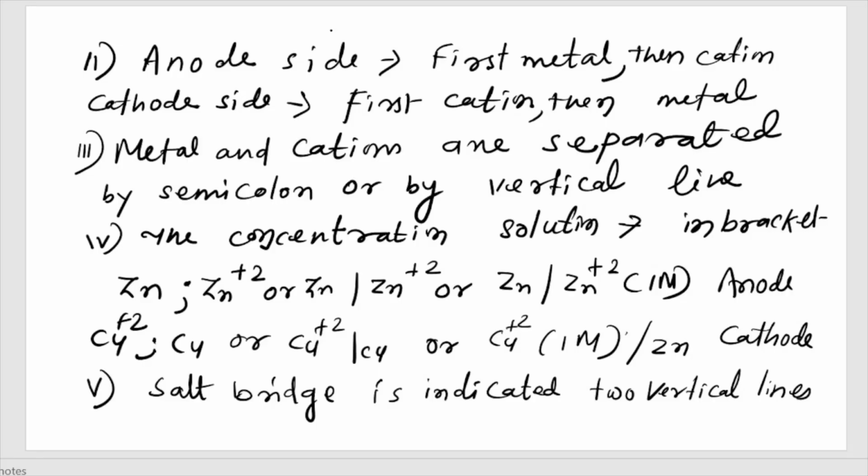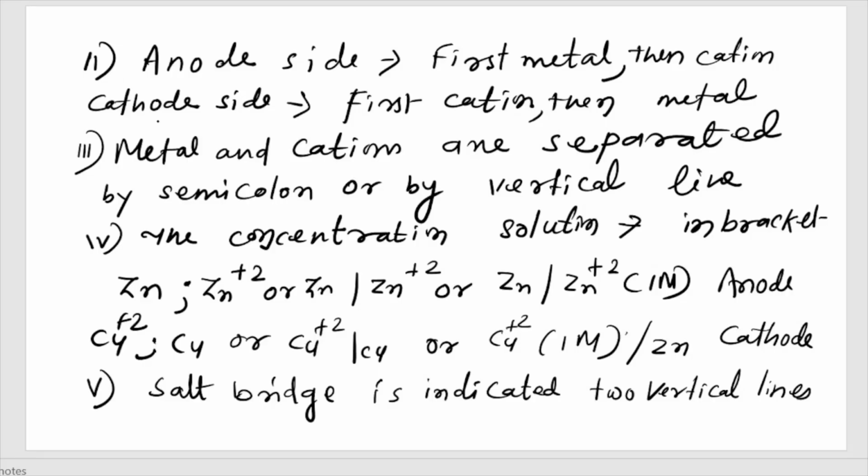Metal and cation are separated by a semicolon. How do you represent the metal and cation? For example, zinc and Zn plus 2, copper and Cu plus 2. You can separate them by a semicolon or by a vertical line. The concentration of the solution goes in brackets. So you write Zn semicolon Zn plus 2, or you can put a vertical line: Zn vertical line Zn plus 2. And lastly you represent the concentration: Zn semicolon Zn plus 2, 1M. That is the anode.